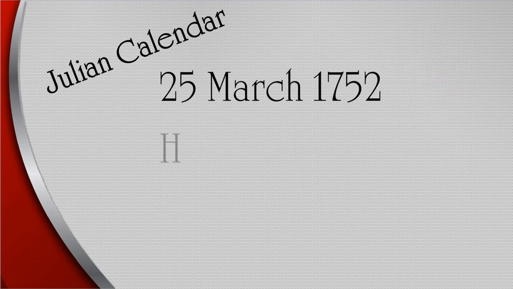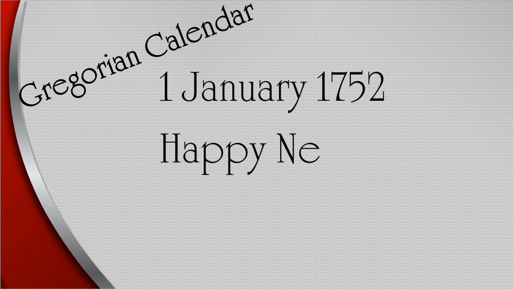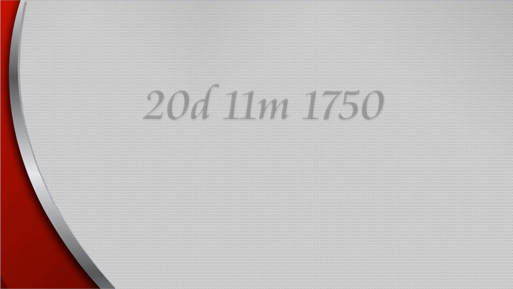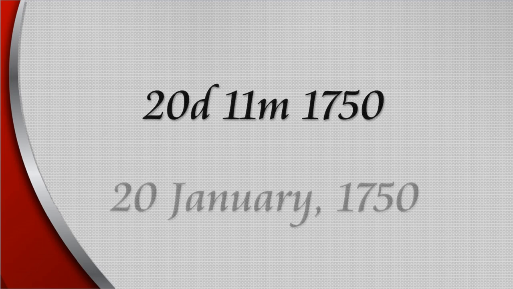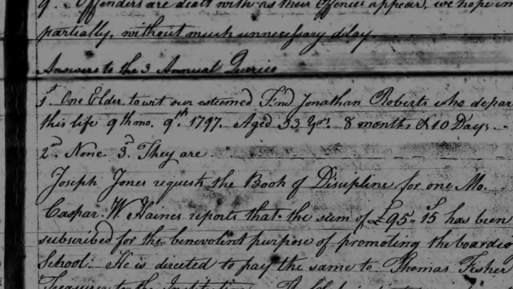What about going from the Julian to Gregorian calendar? In 1752, the first day of the year changed from March 25th to January 1st. And how about Quaker dates? They didn't record names of the month, but rather numbers. March was number 1. 20D11M1750 meant 20 January 1750. Even after the switch to the Gregorian calendar, they still continued to count March as number 1.